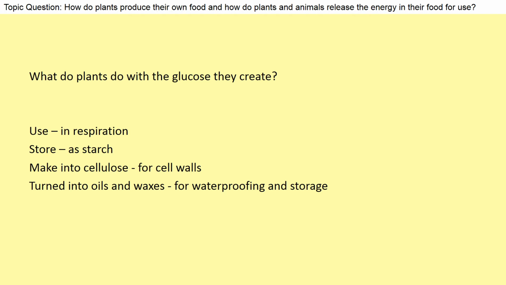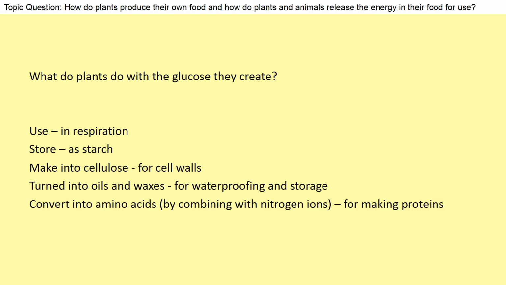And again, it can be a storage. Things like nuts and seeds often have lots of fats within them, so that the plant can use it as a store for its offspring as they grow and develop before they can start photosynthesizing for themselves. Also, if they get nitrogen ions, which they will take up from the soil, they can convert glucose into amino acids. And then they can use amino acids, they can add them up together so that they can make protein.